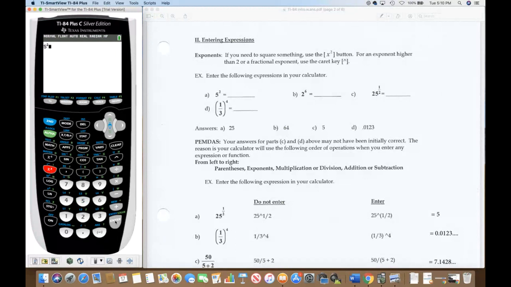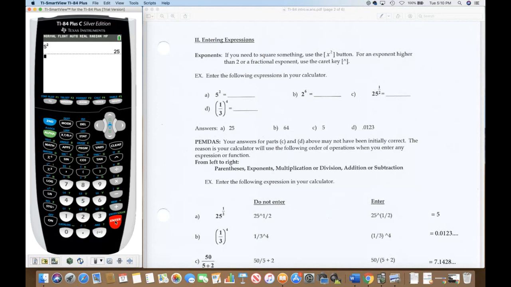The TI-84 doesn't have an equal sign, but the enter button at the lower right is equivalent to an equal sign. So I'm going to go ahead and hit that, and you can see 5 squared equals 25.